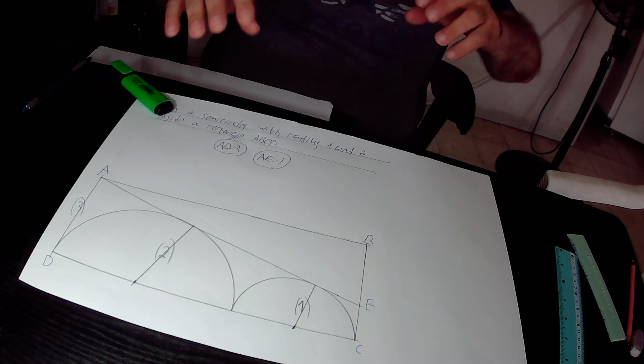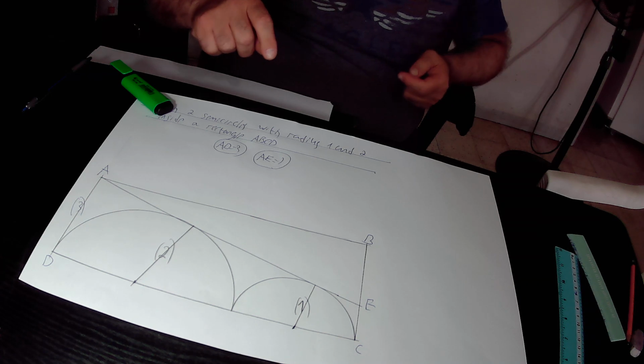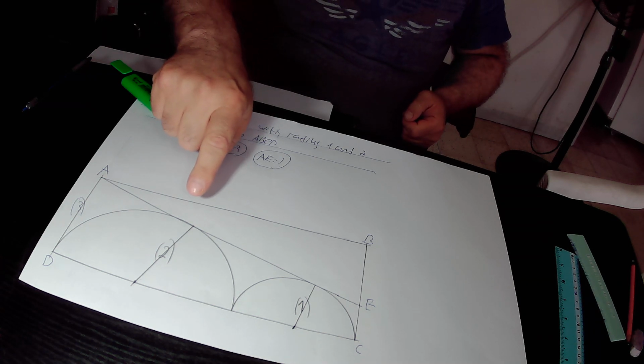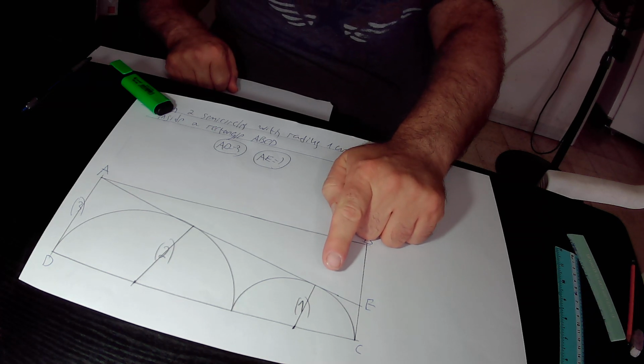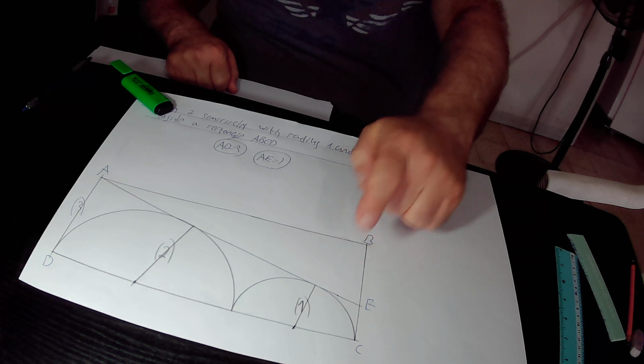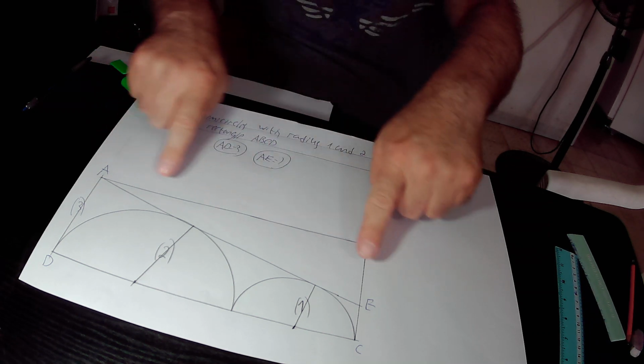In addition, inside this rectangle we have those two semicircles. The radius of this big semicircle equals 2 units. The radius of this small semicircle equals 1 unit. Again, our mission is to find out the length of this line segment AE.